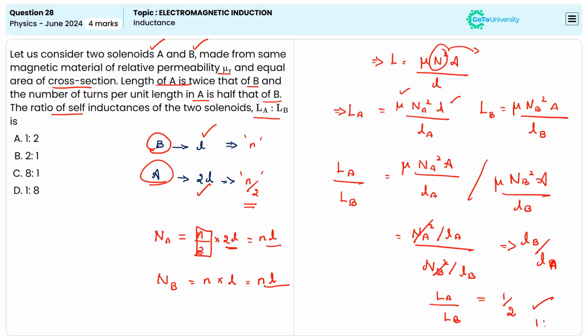So here we can write this as 1 is to 2. So the correct answer for the question is option A here.